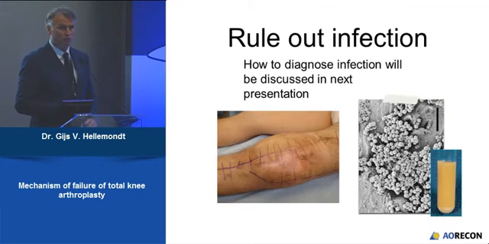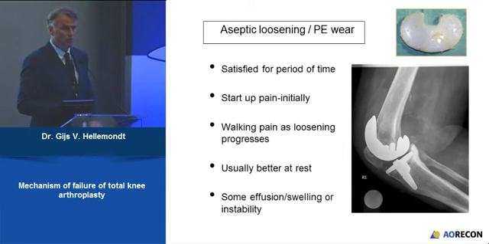Ruling out infection is, of course, step one. I will discuss it in my next paper, but this is the first step you need to take. Secondly, you look for aseptic loosening or polyethylene wear. From a history perspective, it's important if a patient has been satisfied for a period of time; that's a very important starting point. They mostly have startup pain initially, walking pain as loosening progresses, and it's usually better at rest. Sometimes there's some effusion and swelling or secondary instability.